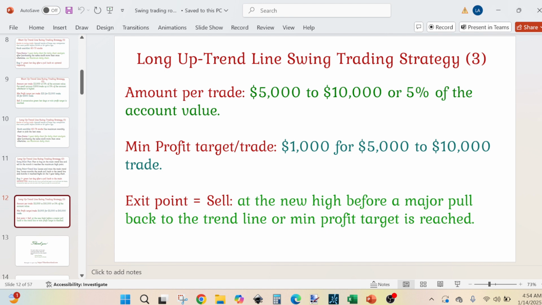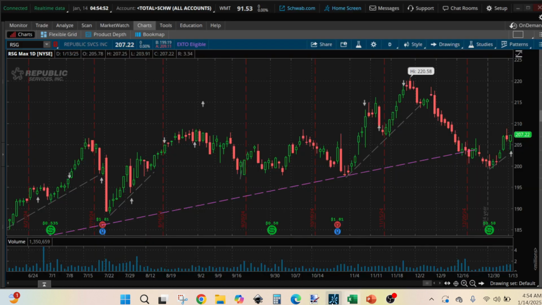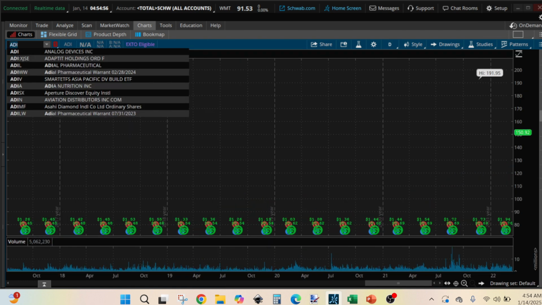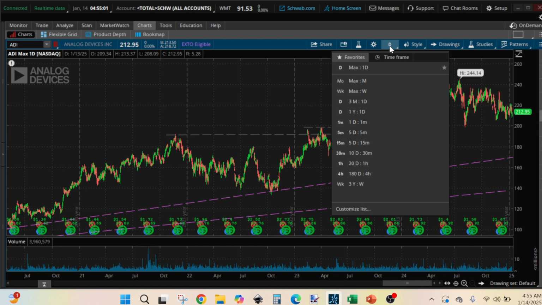So the first stock we are going to analyze is ADI. You can use 1 year daily chart or maximum daily chart. As a swing trader, we trade on a daily chart. We buy and we sell on a daily chart.